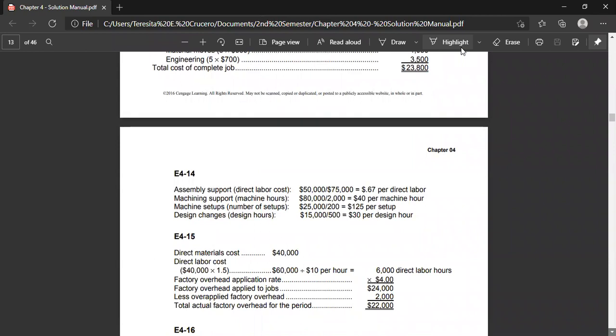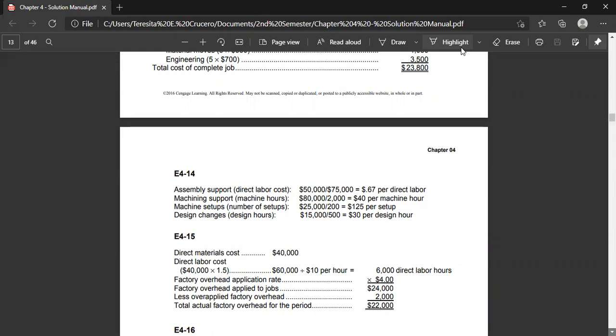Now let's have E4-14. ABC matching of cost pools and cost allocation basis. ABC means activity-based costing. Match each of the following cost pools with the most appropriate cost allocation base and determine the overhead rates using each allocation base only once.